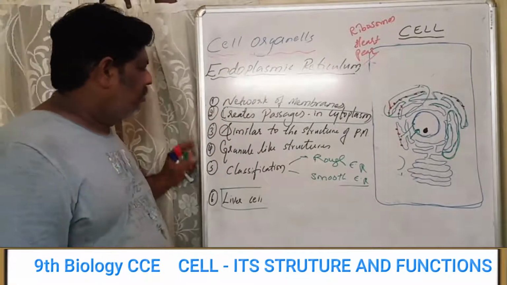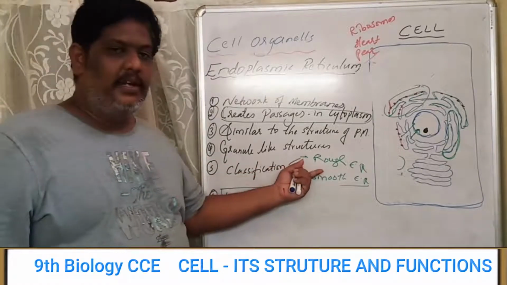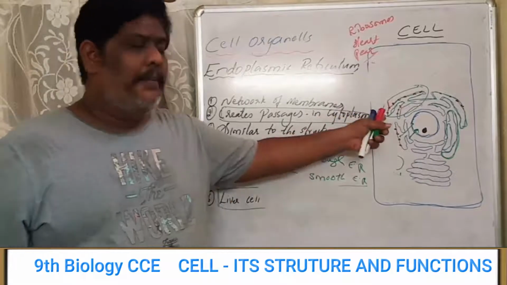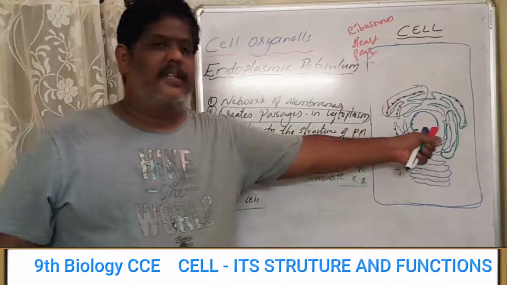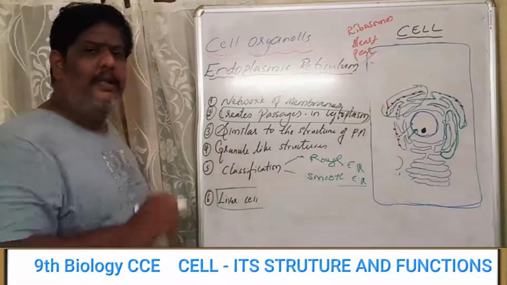Now the endoplasmic reticulum can be classified into rough endoplasmic reticulum and smooth endoplasmic reticulum. What is rough? Which has ribosomes on it. What is smooth? Which doesn't have the ribosomes on it. So that is how it can be divided.